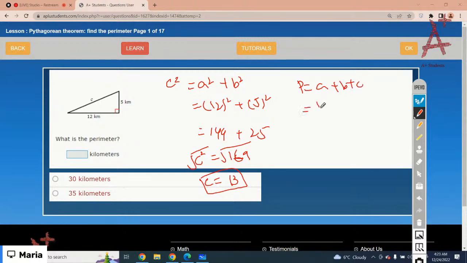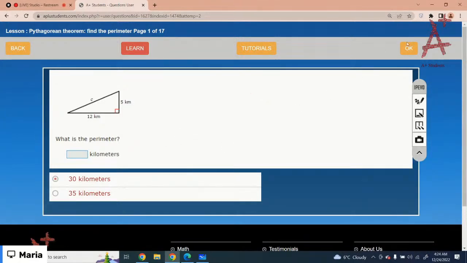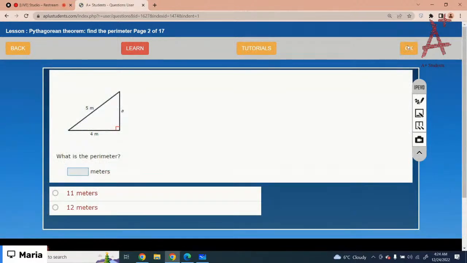Got it? So for the perimeter, you have to add all the side lengths, a plus b plus c. So a is 5, b is 12, and c is 13. 12 plus 5 is 17, and 17 plus 13 is, yes, 30. So the perimeter of the triangle is 30 kilometers. Got it? Just select the correct option and click on the OK button. Whenever you have to find the perimeter of any shape, you can add all the side lengths. So for the triangle, you have to do the same. Okay, what is the perimeter?